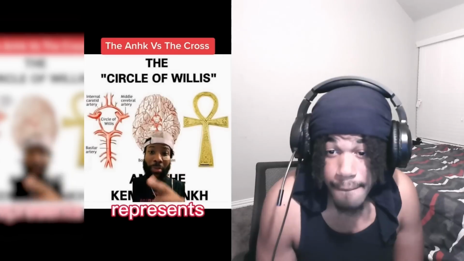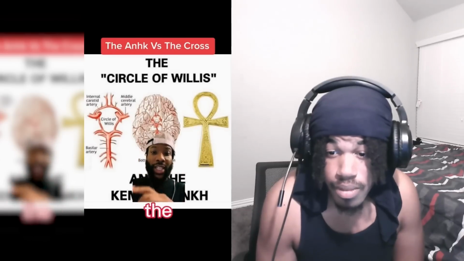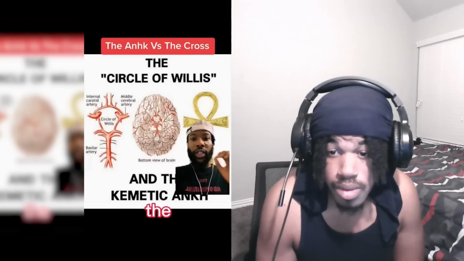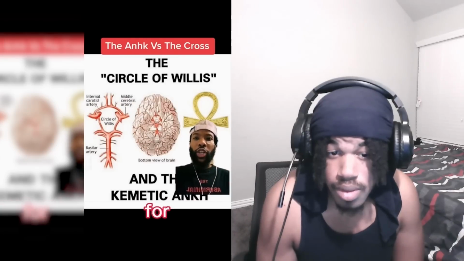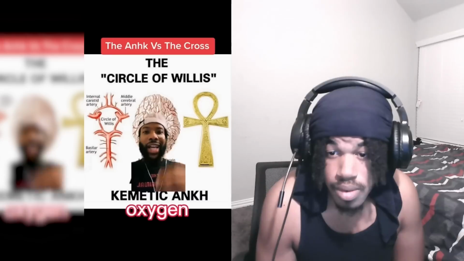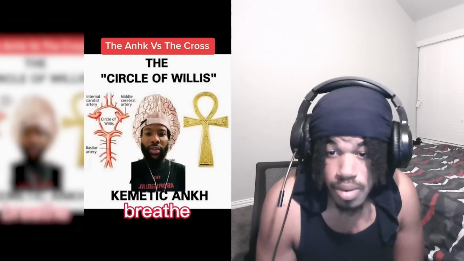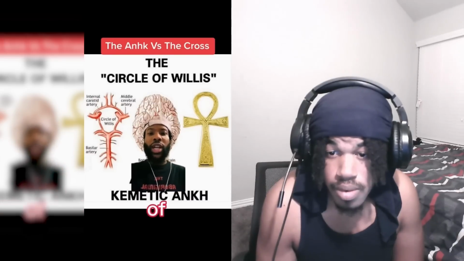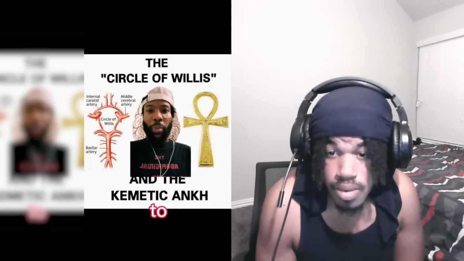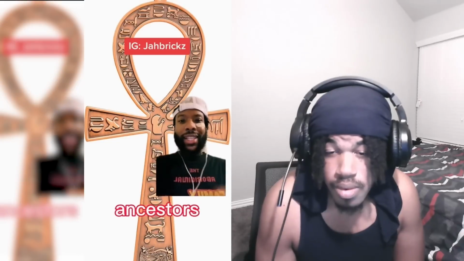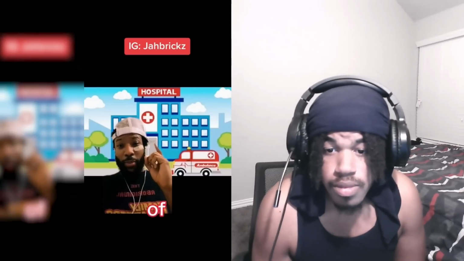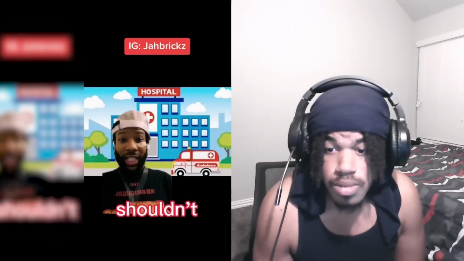The Ankh represents the circle of Willis, which is the circulatory network of the brain. The circle of Willis is responsible for controlling blood flow and oxygen flow to the brain. The Ankh represents oxygen and our ability to breathe. Oxygen is the essential component of life. Breathing causes the heart to pump. The Ankh shows our ancestors had advanced knowledge on anatomy. But if the hospitals have a symbol of torture and misery, you probably shouldn't go in there.